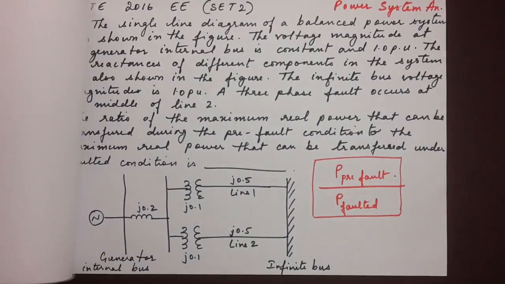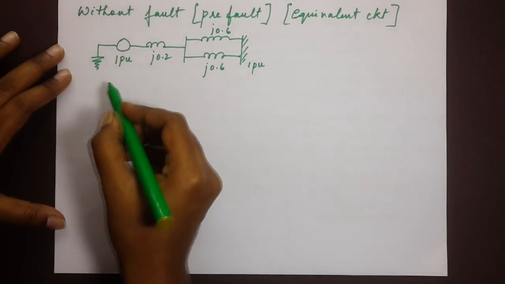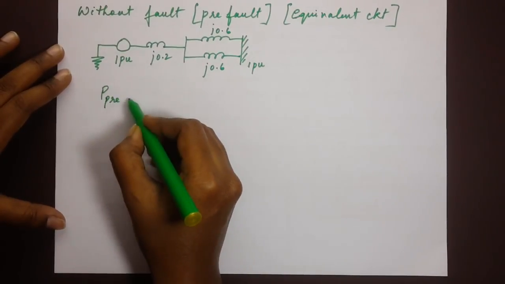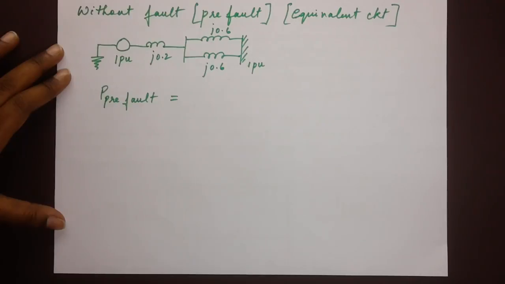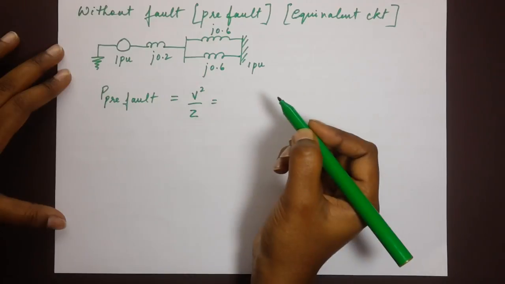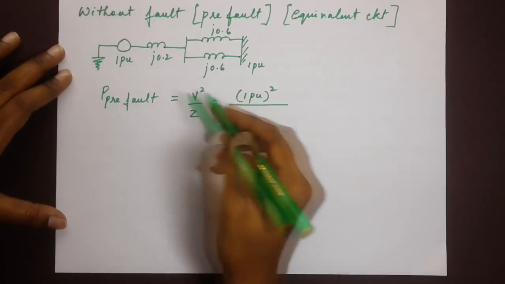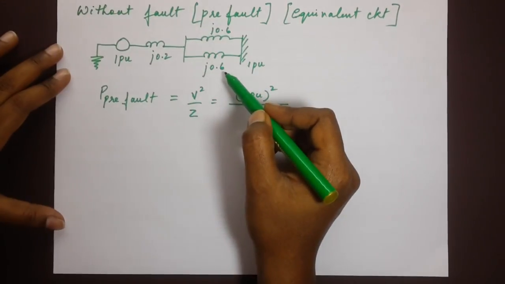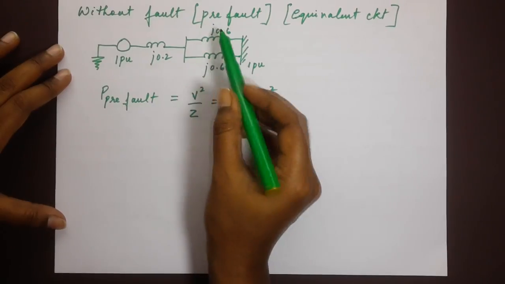If you notice, it has all the components written here. So let's find out the power at pre-fault. Our general power formula in terms of voltage and impedance is V squared by Z. So let's use the same thing. We have 1 pu squared divided by the resultant of all these three impedances that we have here. Now 0.6 and 0.6 are in parallel, and 0.2 is in series with this part.